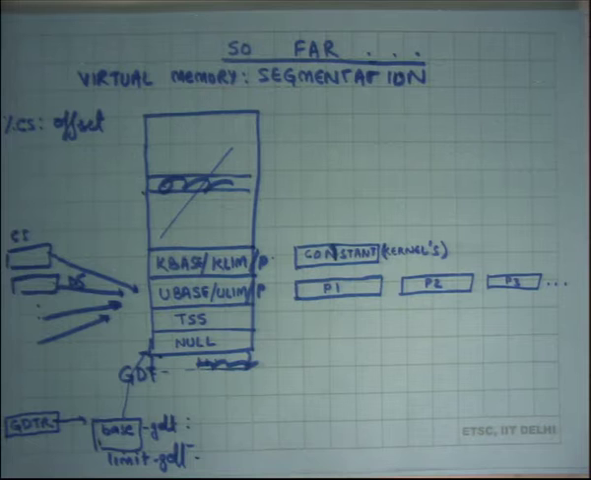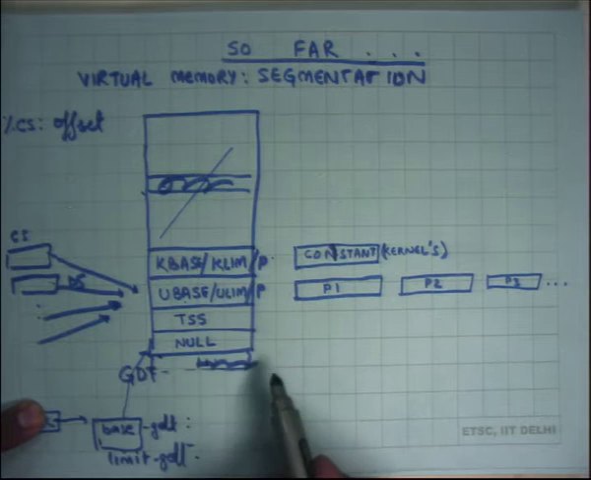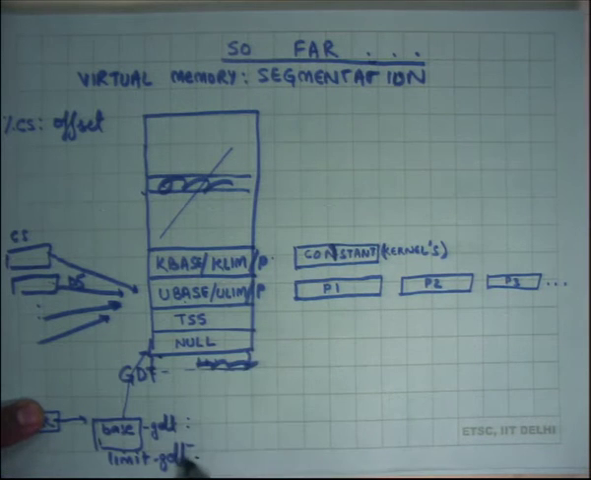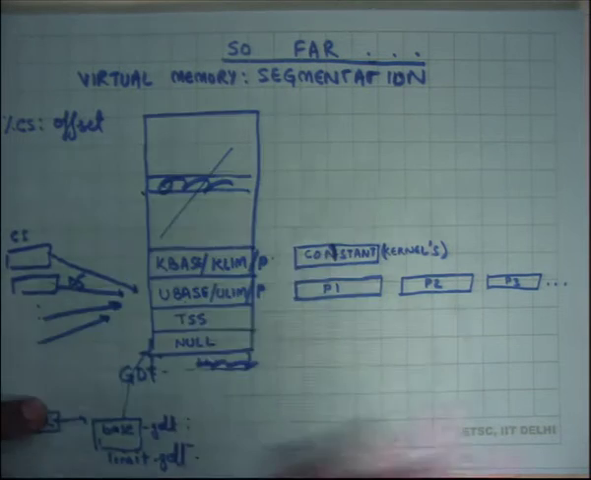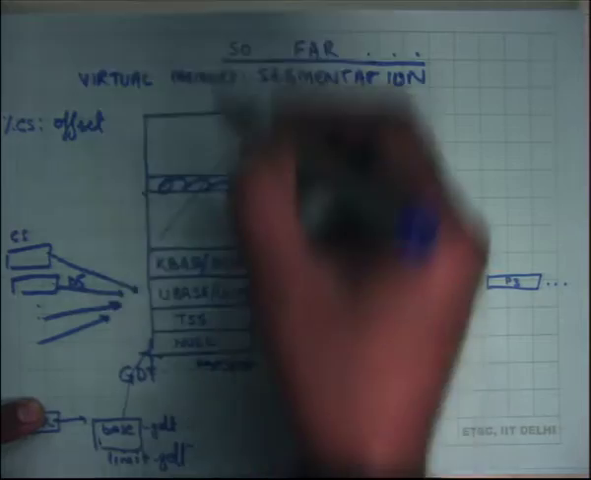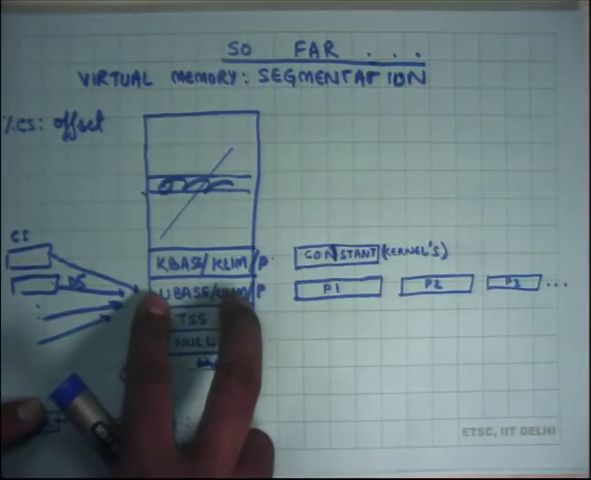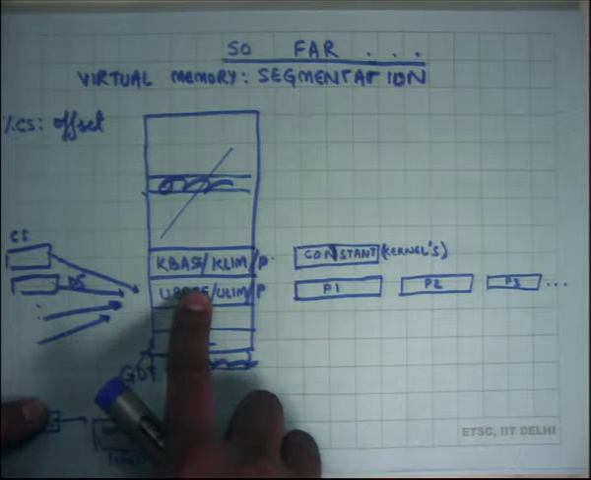Question: in case of a context switch, does the limit GDT change? You mean does ubase and ulimit change? No, limit GDT. Oh, you mean this? No, this doesn't change. These remain constant. It depends, different operating systems can implement it in different ways. The way we are talking about it is that the GDT remains constant. Everything else remains constant, right? It's just this particular descriptor that's changing on a context switch.